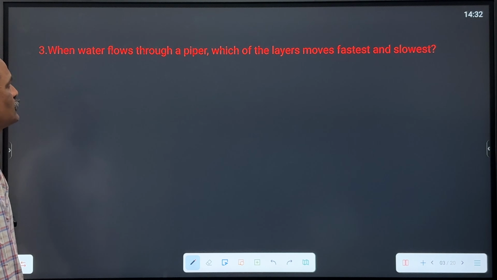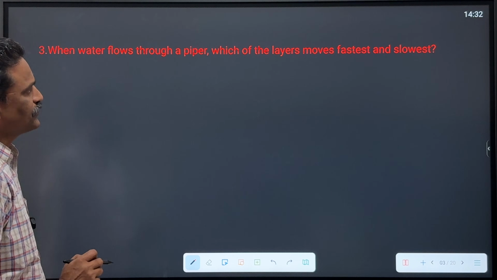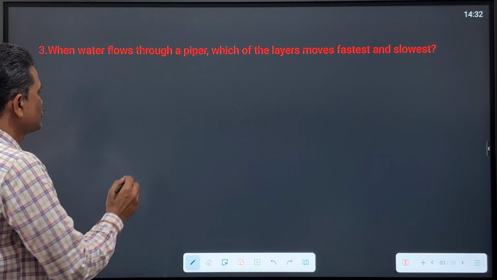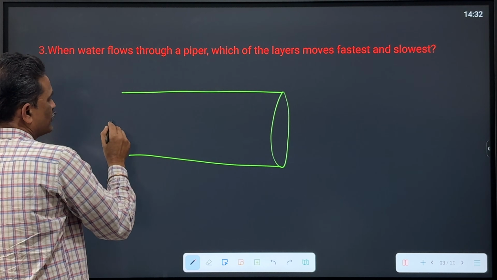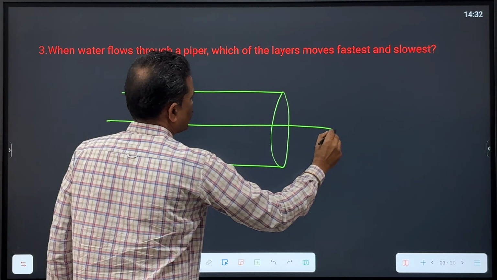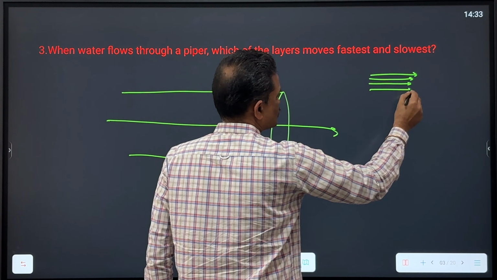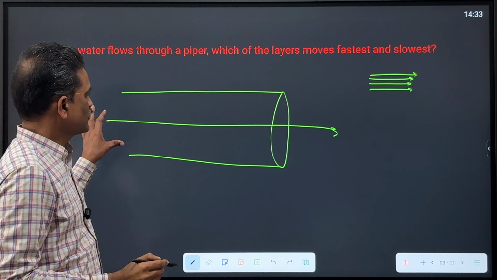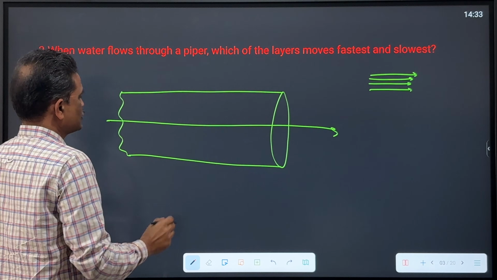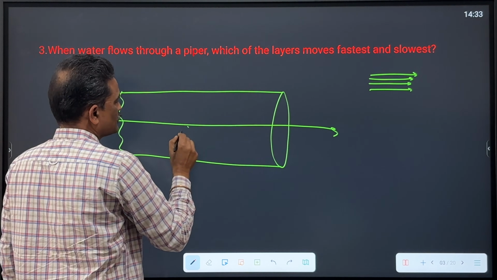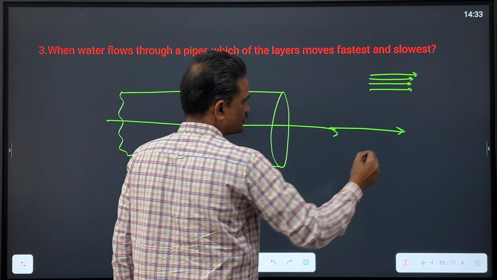When water flows through a pipe, which of the layers moves fastest and slowest? This is a water pipe through which water is flowing. We can consider it as a laminar flow. Laminar flow means water going like layers. When such water enters this pipe, which layer moves fastest? The layer in the middle, the center layer, moves fastest. So its speed will be very, very high.